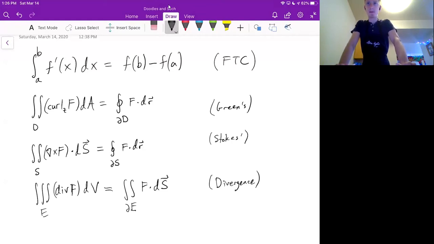All right, so those are our 4 fundamental theorems, and let's talk about the geometric intuition for all of these. So I guess the first one, the fundamental theorem of calculus, I don't want to spend too much time on, because we already know that one.